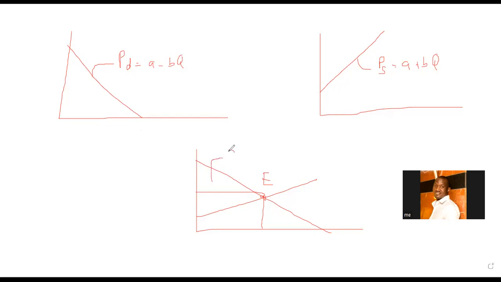This graph here is called the consumer surplus, the area there, and this area here is called the producer surplus. When we add these two, they are called the social welfare, or the total surplus. When you add the consumer surplus and the producer surplus, the total is called the total surplus. So let's do some graphical illustrations.